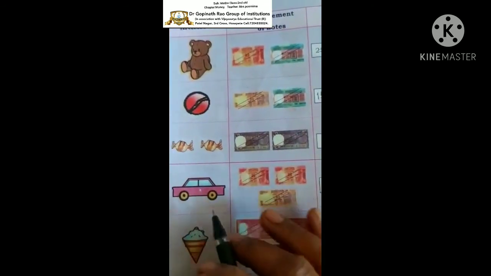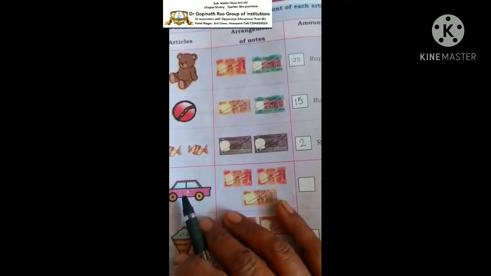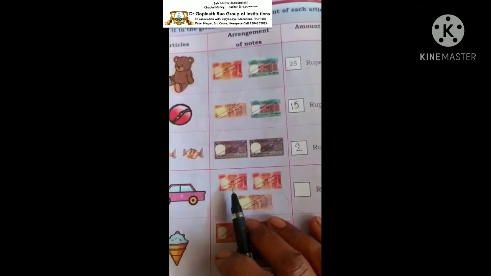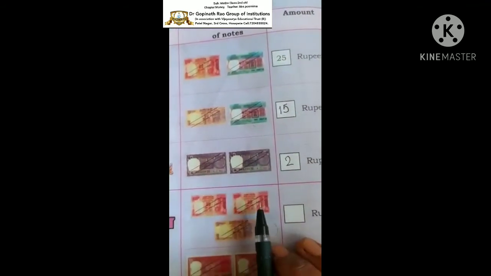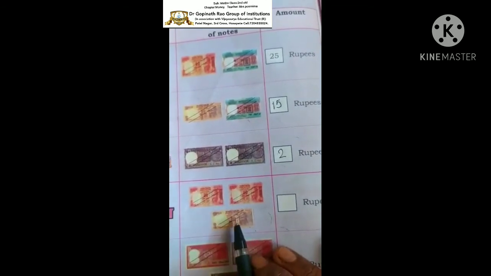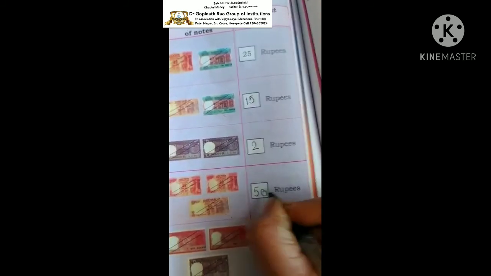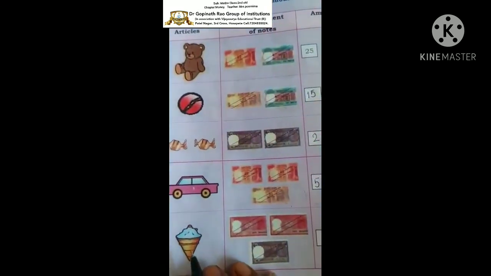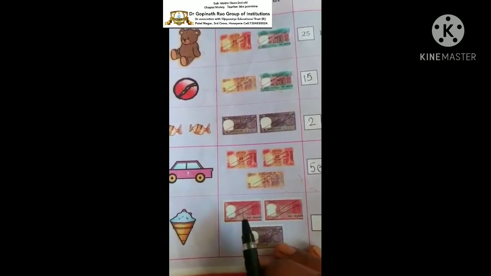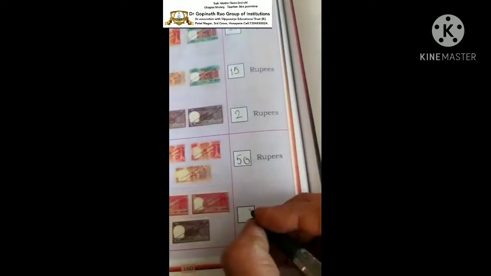Here we have a toy car. How much is the value of this? See, when we are giving money, we have to calculate and give it to the shopkeeper. See, 20 rupees, 20 rupees, 20 is 40, 40 plus 10 is 50, children. Write down 50 here. And next, oh, yummy ice cream. So, 2 plus 2, 4 plus 1, 5 rupees.